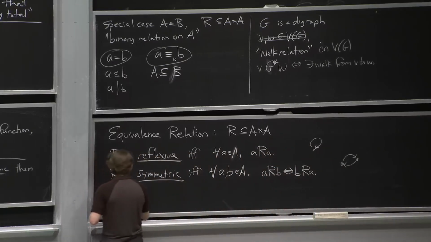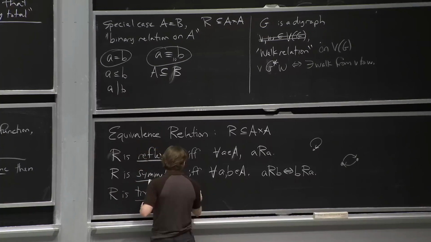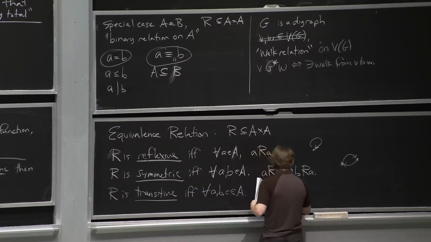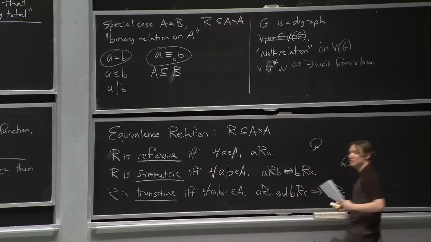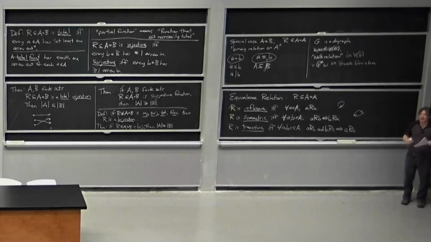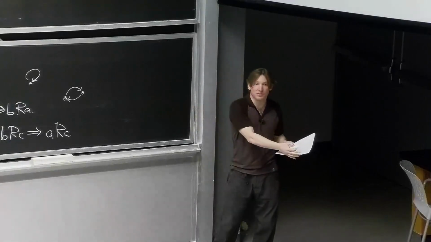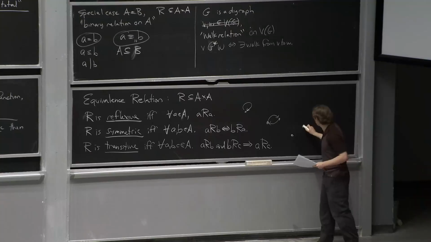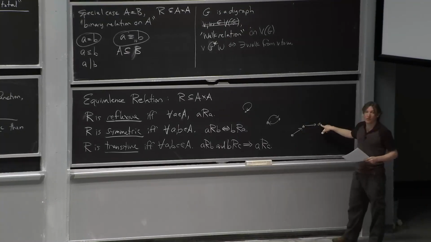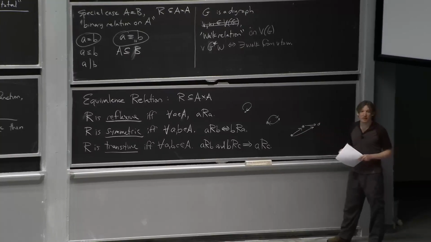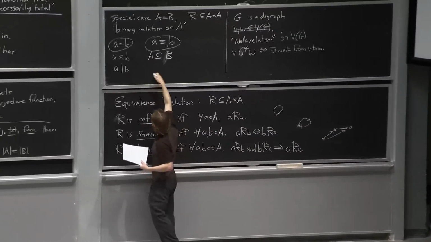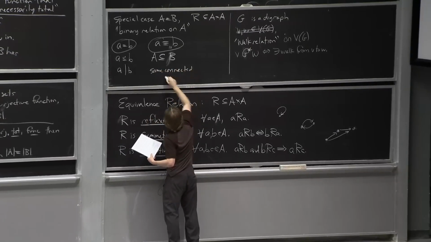And finally, R is transitive if and only if for all a, b, and c in A, if a relates to b and b relates to c, then a relates to c. So if this is the same as that, and that's the same as this other thing, then this should be the same as this other thing. Another thing that we might want to be true if we're trying to capture what we mean by sameness. In terms of graphs, it means that any time we have a walk of length 2, then there was already a directed edge from the start to the end. If you can get from here to there and from there to this other place, then you can get straight from here to this other place. All right? And all three of these examples: same connected component.